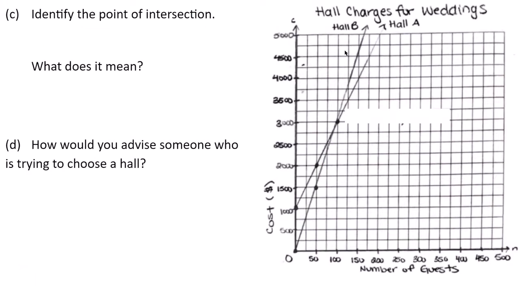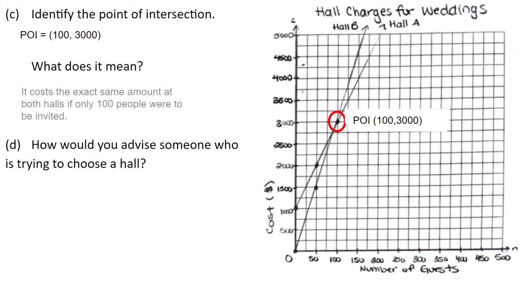Now we want to identify the point of intersection. So the point of intersection is right here. It's very easy to locate. And it is at the point (100, 3,000). So what does this mean? That means that if we were to invite only 100 guests, then it wouldn't matter which hall we picked. In both halls, it would cost the exact same amount, which is $3,000.